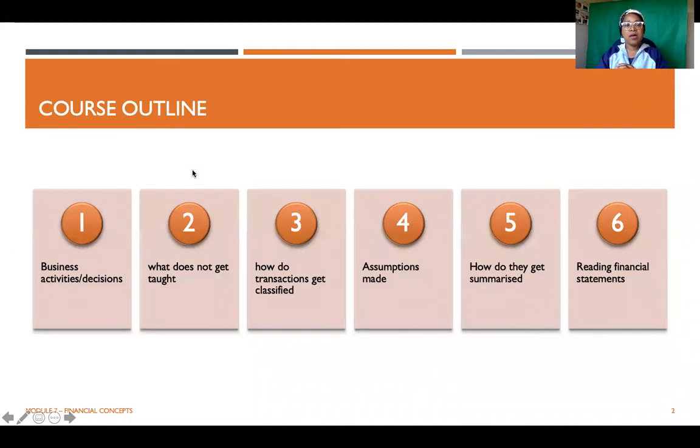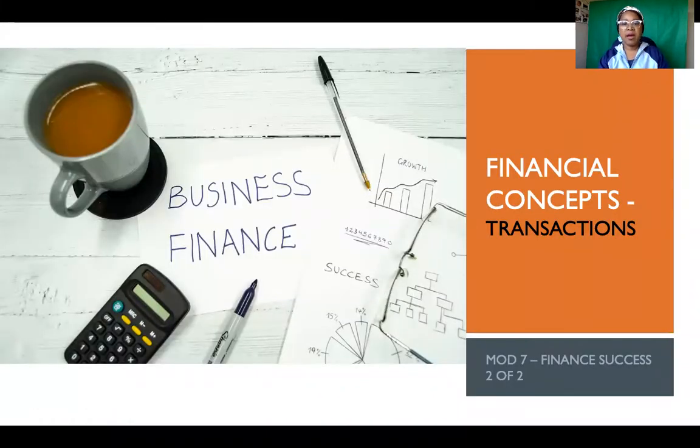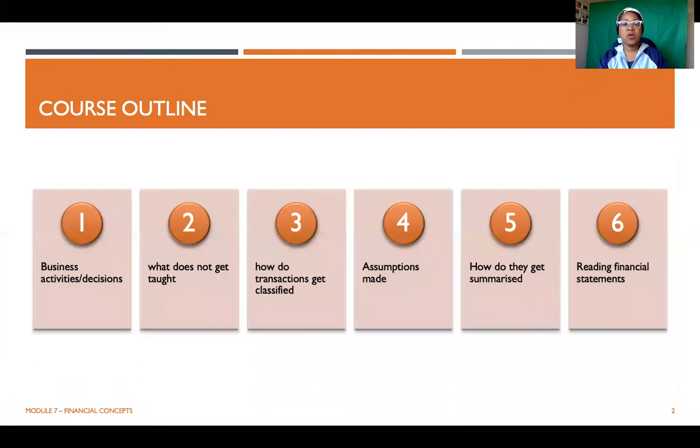Okay, so this is part of series 2 of financial concept, which is part of module 7 under the Finance Success Program. So we're going to mainly focus on business activities, what does not get taught, as I said, those 10 business rules. And number 3, we're going to look at how transactions get classified, what assumptions we have to make and why we are making them for this example, and we'll also look at how that information gets summarized and then reading the financial statements.